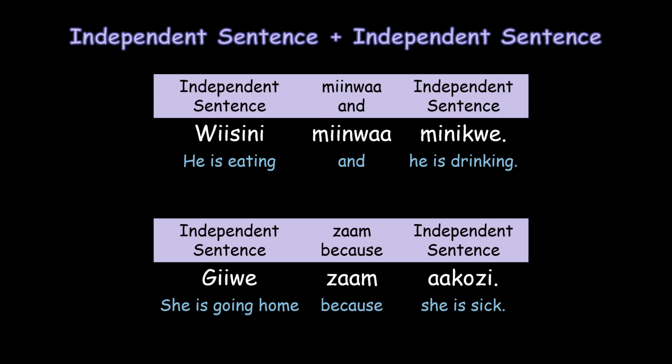And an example using zam, because, we have an independent sentence, zam, and another independent sentence. Giwe, zam, akwaze. She is going home because she is sick.